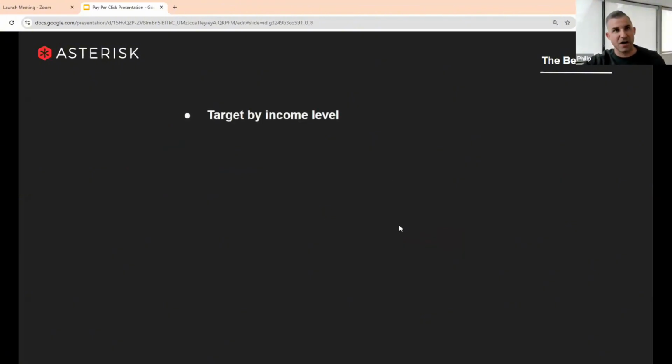So you can actually layer on audience targeting. At the base of pay-per-click, you target by keywords, but then you can layer on these other components. So you can actually target by income. So maybe you're a luxury real estate agent, or maybe you just want to target higher incomes. You can actually target people by their income level. You can target people by home ownership, so if they actually own a home or not. So if you want more sellers, that's one way that you can do it.